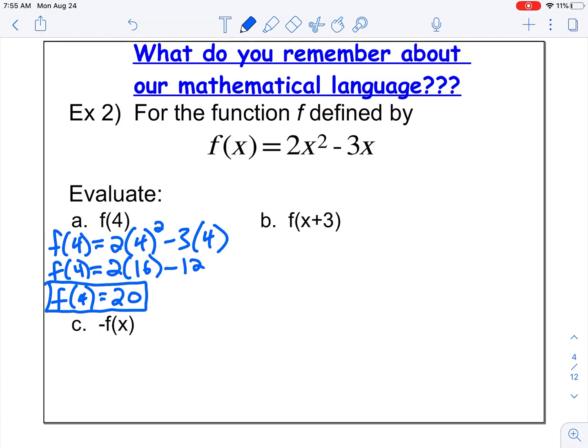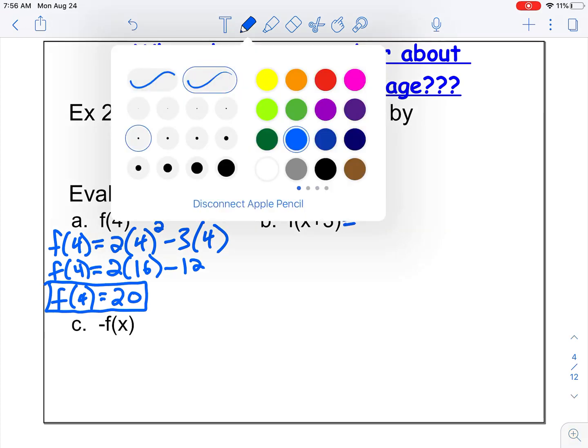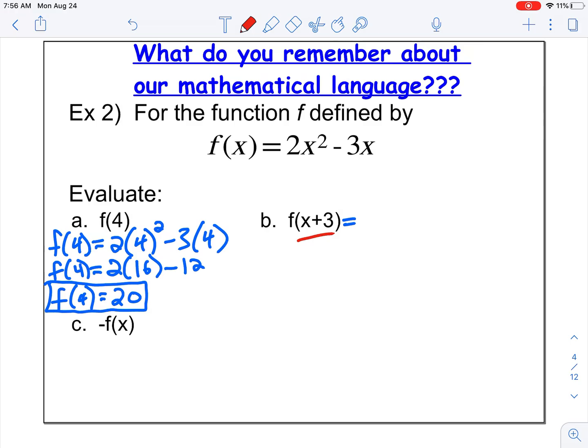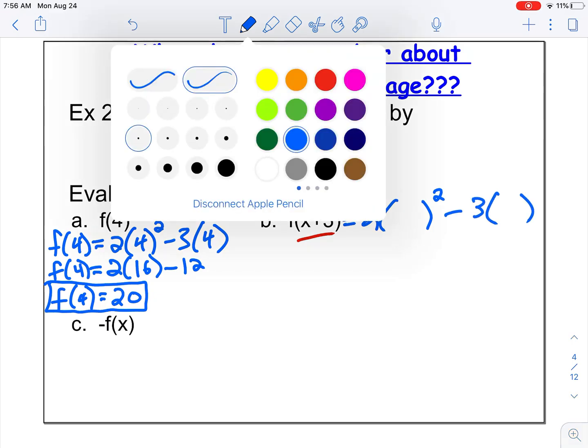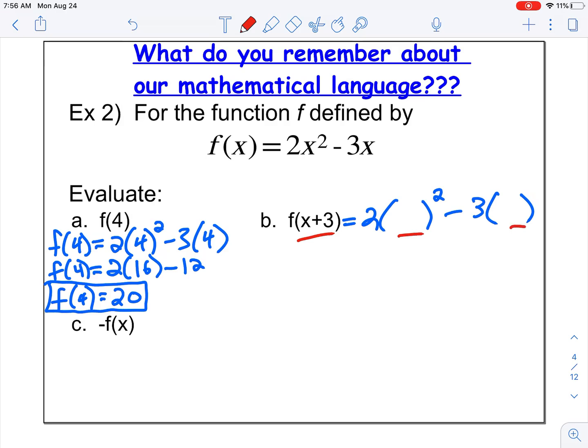Over here, f of x plus 3 is the same thing. A little different though. I have to plug in x plus 3 everywhere I see an x. So when I do that, here's the original function, right? 2 times something squared minus 3 times something. In the original function, those blanks here are x's. I want them now to be x plus 3's. So I'm replacing these x's up here with an x plus 3 and an x plus 3. And then the process there is kind of the same as the last one.